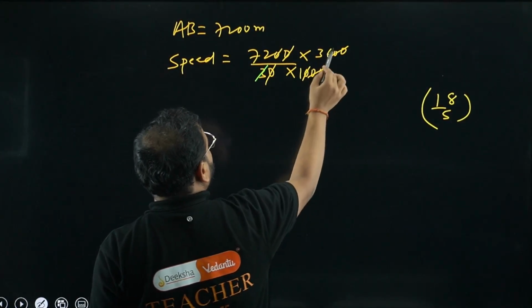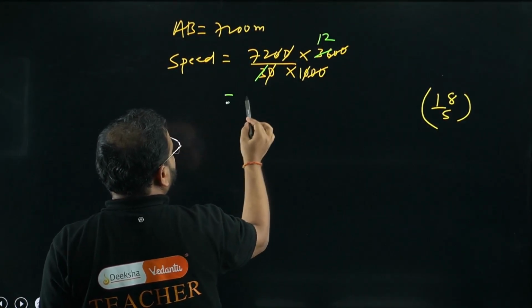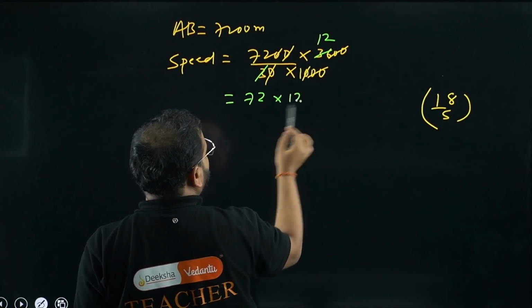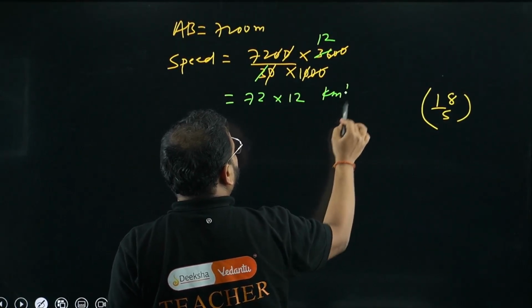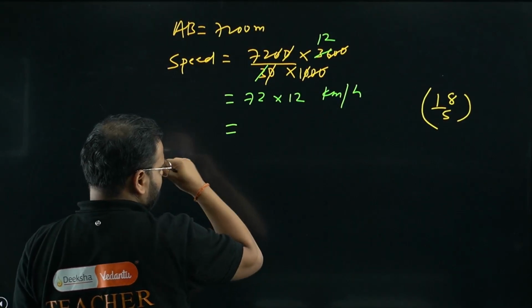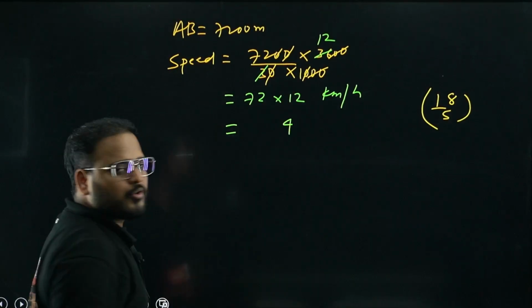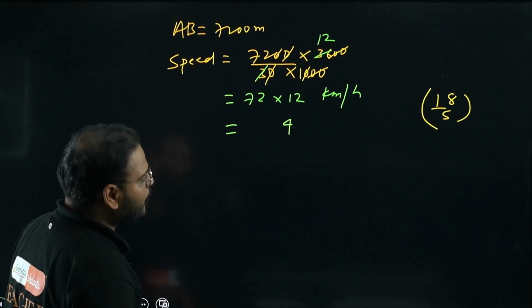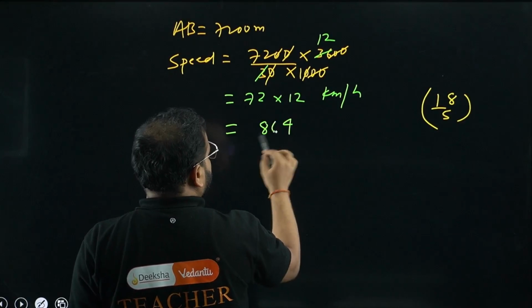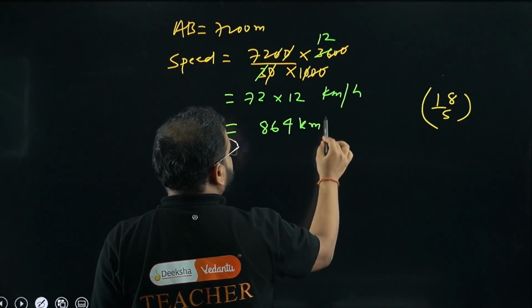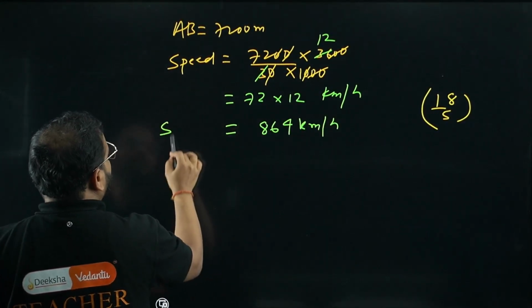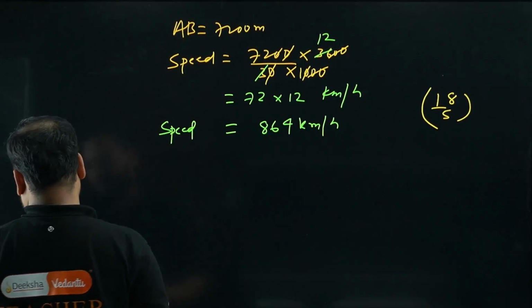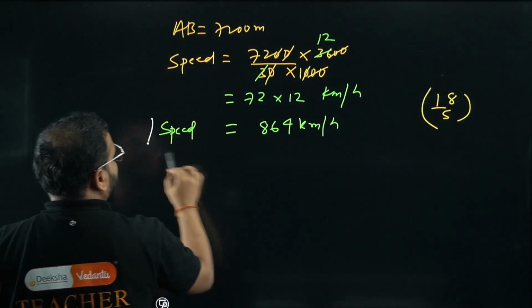3 with 12, what am I getting, sir? 72 into 12 kilometers per hour. 12 times 2 is 24, so in hand 2. 12 sevens are 84 plus 2, 86. So it is 864 kilometers per hour, the speed of the aeroplane, in the unit of kilometers per hour.